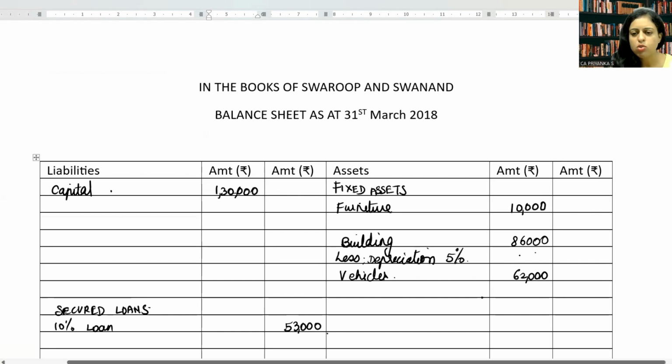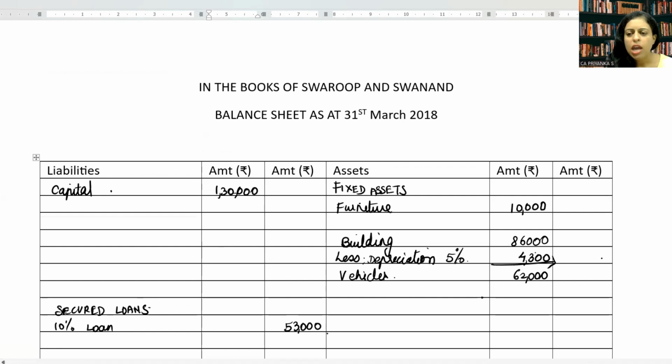So 5% of the asset value will be 4,300. In the inner column, I'm going to write the depreciation value, and in the outer column, I'm going to take out the value of the reduced amount. So building 86,000 minus 4,300 of depreciation, 81,700 will be the value.